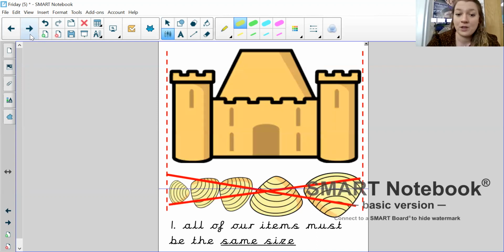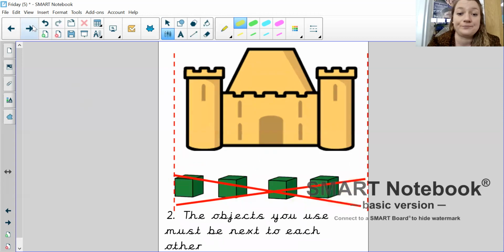Rule number 1, all of the objects must be the same size. Otherwise, your measuring is not going to be accurate. So if you look at this, I've measured the castle with the shells, but all of the shells are different sizes. So I have not measured it very accurately. So whatever objects you choose, they must be the same size.